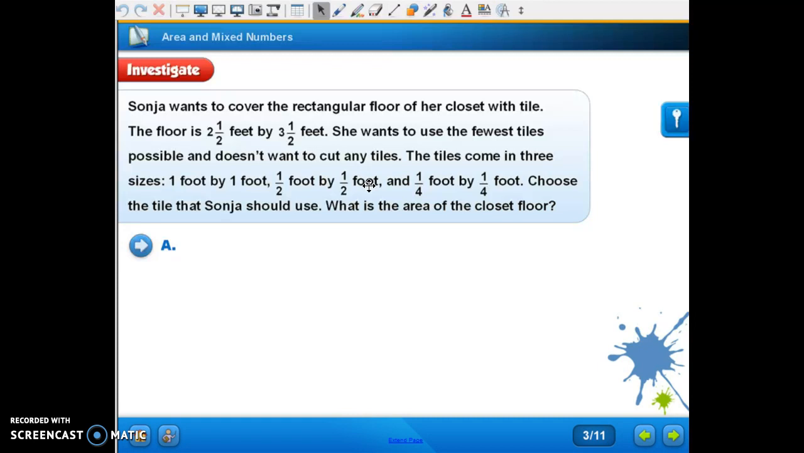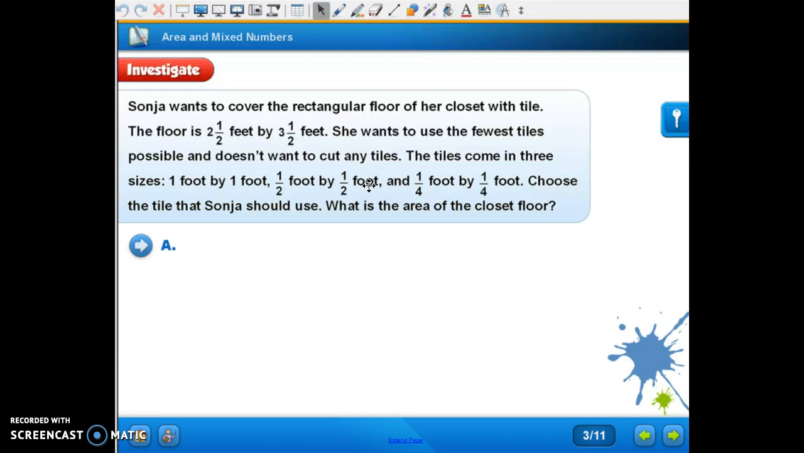The tiles come in 3 sizes. 1 foot by 1 foot, so you have a tile about this big. 1/2 foot by 1/2 foot, that would be about 6 inches, right? And 1/4 foot, which would be about what? How many inches? 3 inches. So you'd have a little tile about 3 inches that you could use. Choose the tile that Sonia should use.